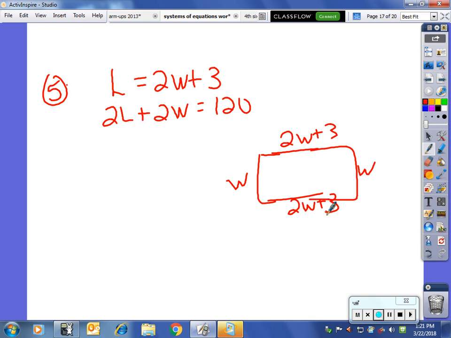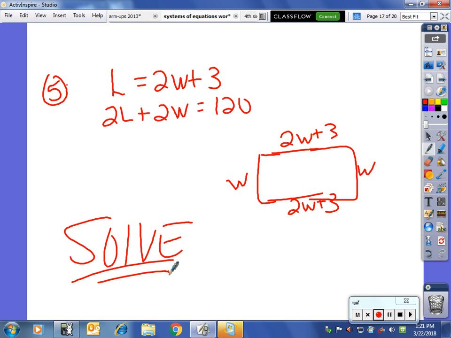Now, you have to do this whole entire worksheet. I just set up the first 5 with you just to make sure you're on the right track, but you must set them all up and solve them. Even if it doesn't say to, I'm telling you, set them up and solve them.